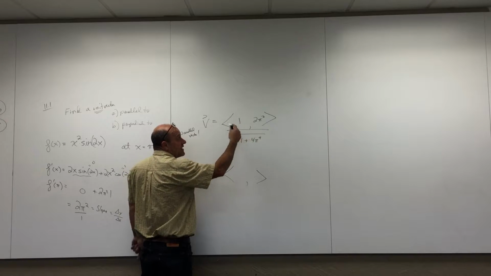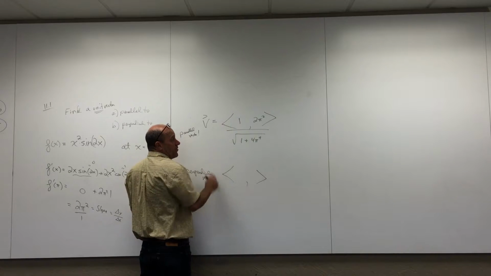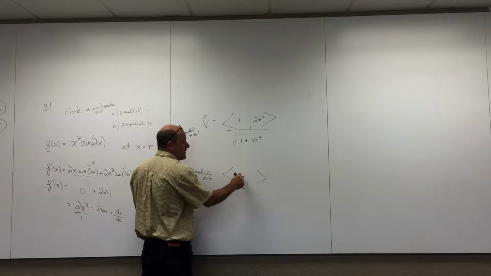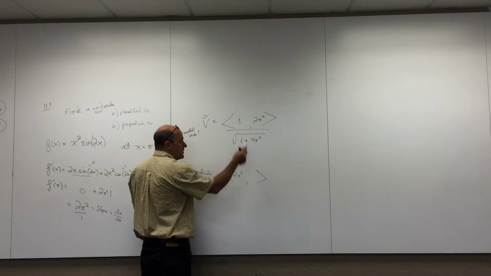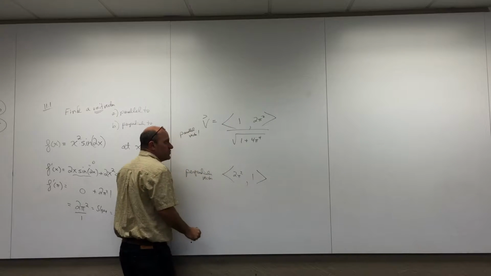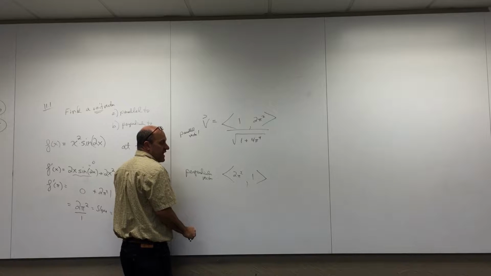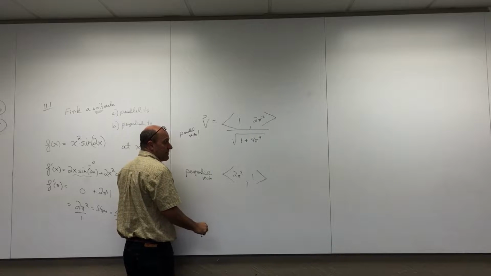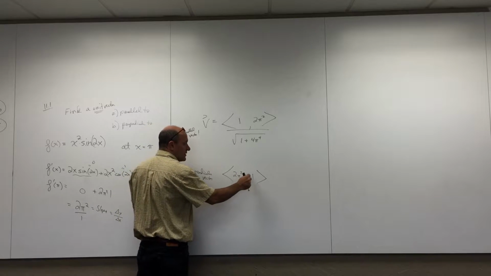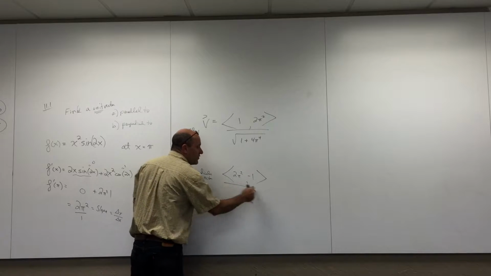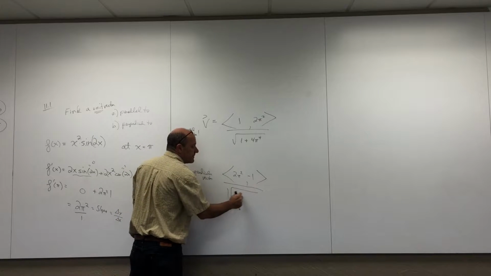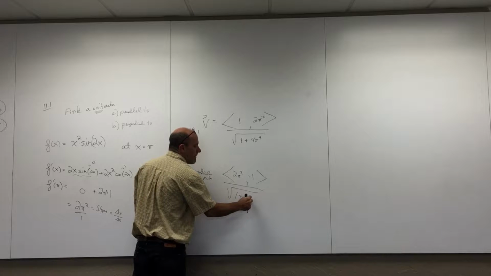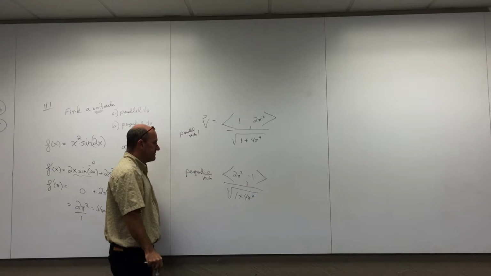I had this idea in 2 dimensions. If you want a perpendicular vector, you switch their places and negate one of them. It doesn't matter which one, negate that one, and you've just made a perpendicular vector. And now it's a unit vector.